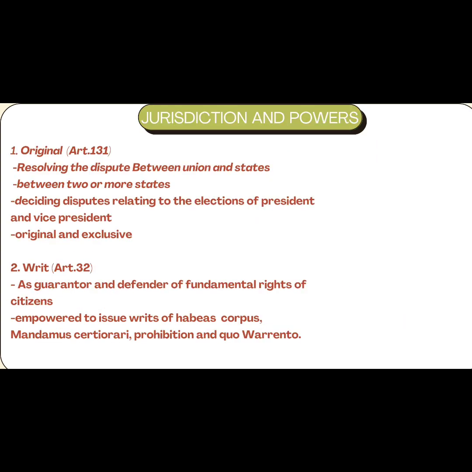Now let's talk about the jurisdiction and powers of Supreme Court. First is original jurisdiction under Article 131, where Supreme Court has both original and exclusive power in resolving the disputes between the Union, that is the central government, and the states, or between 2 or more states, or deciding disputes relating to the elections of President and Vice President.